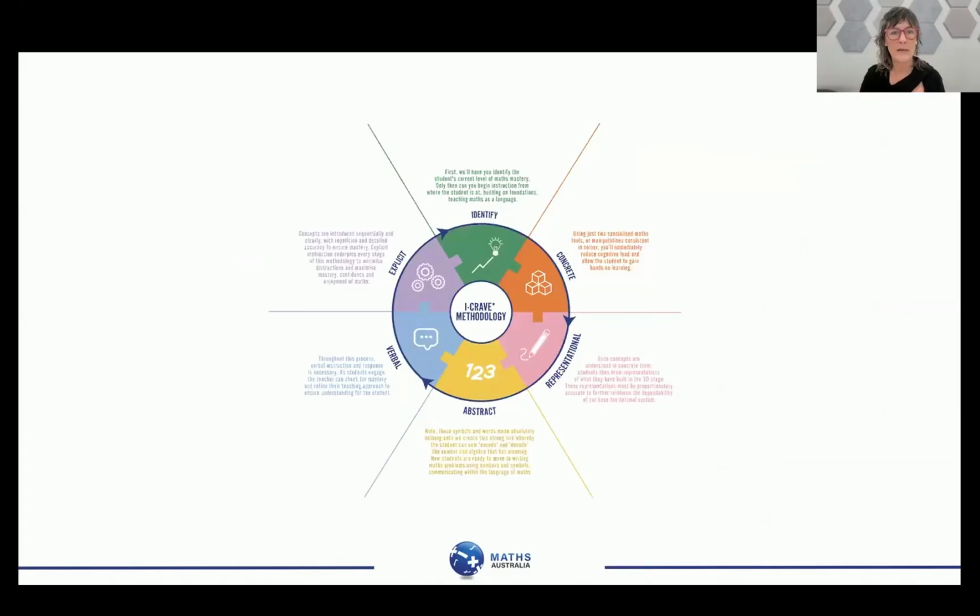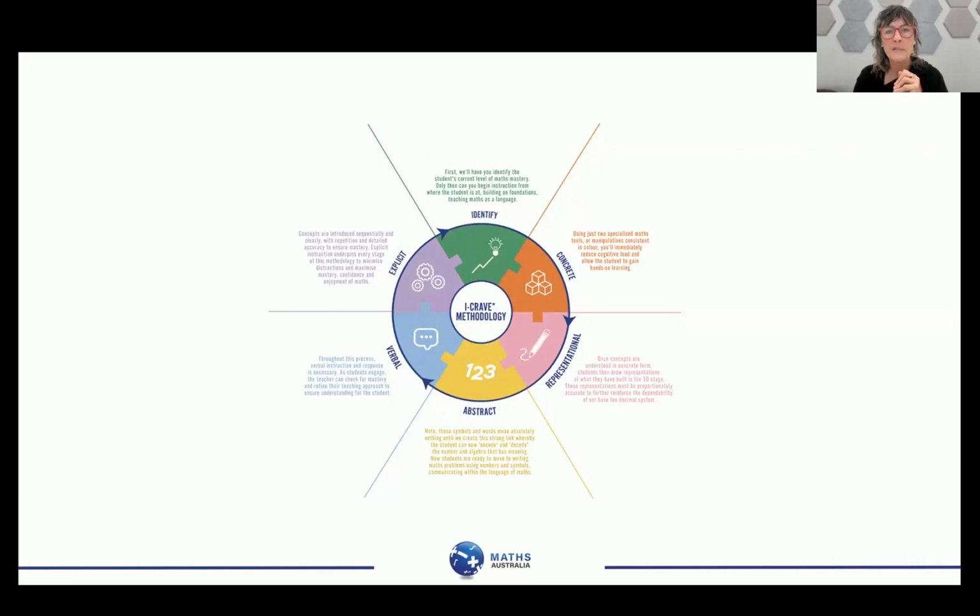So this model here, we talk through this, it basically becomes a framework for every single lesson that you're going to teach a student. And if you've got a piece of paper, I very much encourage you to write down, whether you write it in a circle, or you just write it down in a sequence, I-CRAVE underneath each other. And I'm just going to talk really briefly to each of these components.